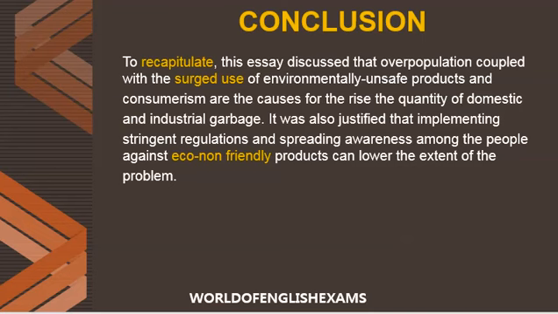To recapitulate, that means I'm once again letting the reader know that I am summarizing the points. To recapitulate, this essay discussed that overpopulation coupled with the increased, surged use of environmentally unsafe products and consumerism are the causes for the rise in the quantity of domestic and industrial garbage. It was also justified that implementing stringent regulations and spreading awareness among the people against non-friendly products can lower the extent of the problem. So I have briefly highlighted the main causes and the main solutions to tackle this problem.